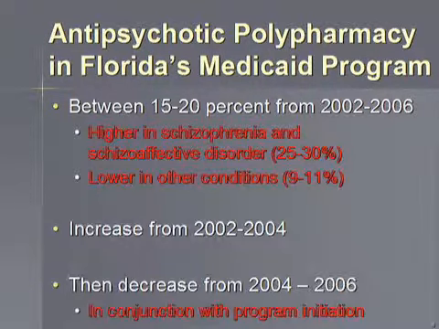Where do you see antipsychotic polypharmacy? You see a lot more in the context of conditions where antipsychotics have been approved for the treatment of that condition. About 25 to 30% of those with schizophrenia, schizoaffective disorder, have antipsychotic polypharmacy, in contrast to about 9 to 11% of those with other conditions.